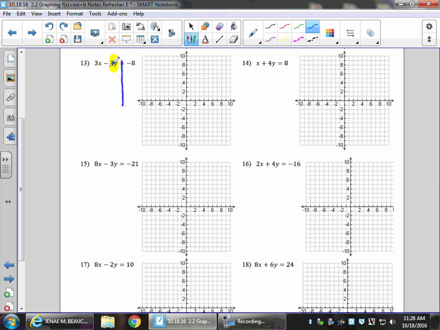So I'm trying to get this negative 2y by itself. So how would I use math to get rid of this positive 3x? What's the opposite of a positive 3x? Yeah, I'm going to subtract 3x.